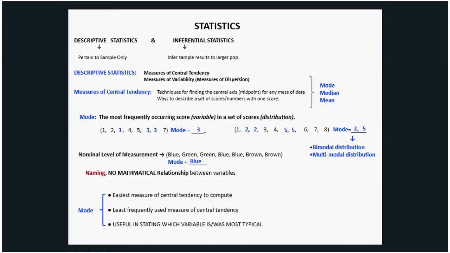It's also the least frequently used measure of central tendency because it doesn't really tell you a lot, but you can start that way and you can look. It is basically useful in saying which variable is the most typical. And in a lot of cases, you can look at that and say, okay, if this occurs most often, say these are incubation periods, these numbers up here, and you've got 1 day, 2 days, 3 days, 4 days, 5 days, and 7 days. We could say, okay, the most frequent incubation period is going to be 3 days.